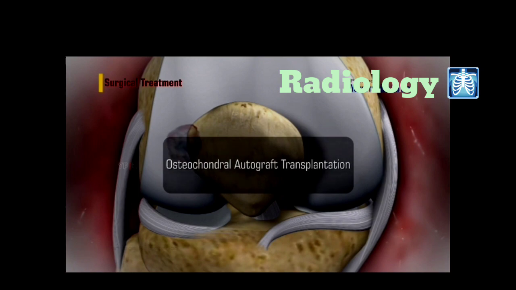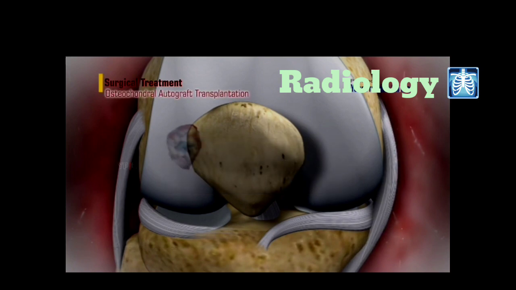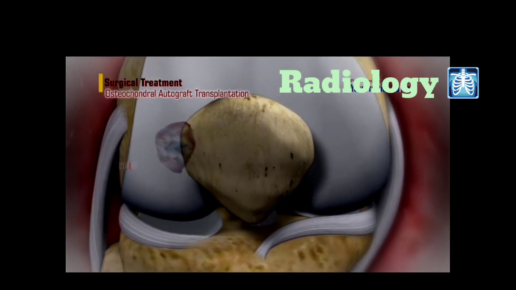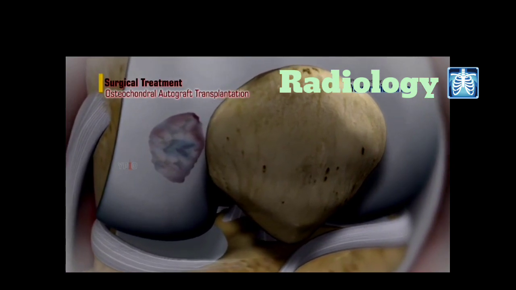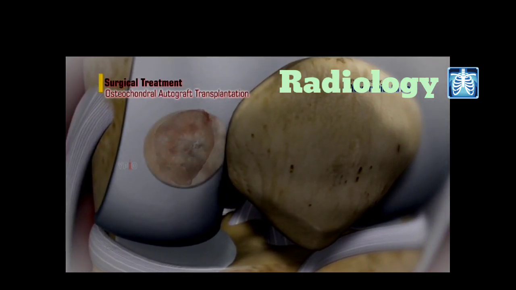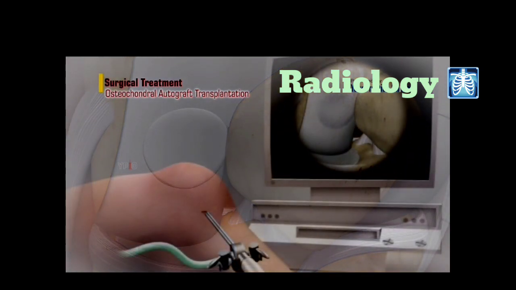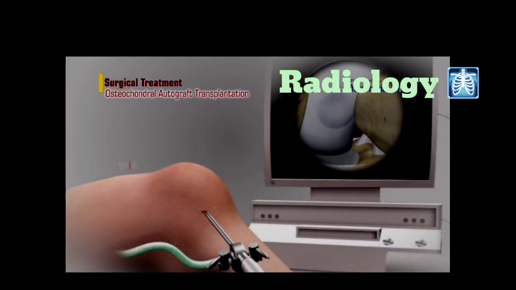Osteochondral autograft transplantation is a procedure in which healthy cartilage tissue is taken from the non-weight-bearing part of the bone and placed into the defect area, creating a smoother surface on the cartilage of the joint. This procedure is done for smaller defects and can be performed with arthroscopic technique.